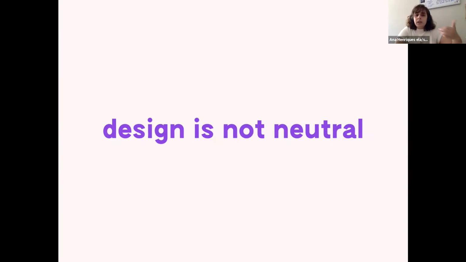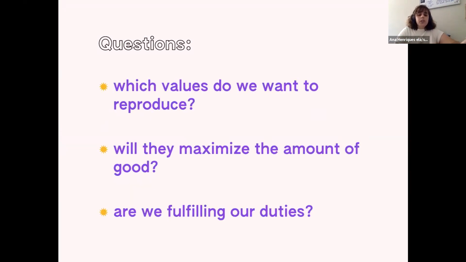It always embodies and communicates meaning, and this can happen with our knowledge and consent or with our ignorance and negligence. Questions like which values do we want to reproduce? Will they maximize the amount of good, or are we fulfilling our duties as designers and ethical agents? They all have answers with profoundly political implications. And the answers we give them have as much to do with what we choose to prioritize as with what we choose to neglect.